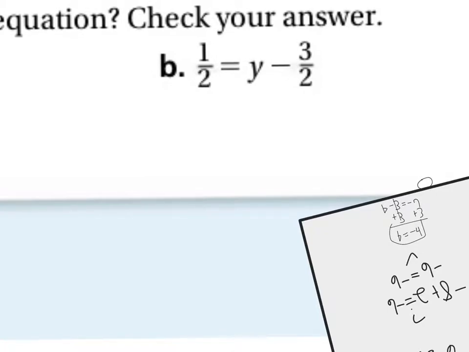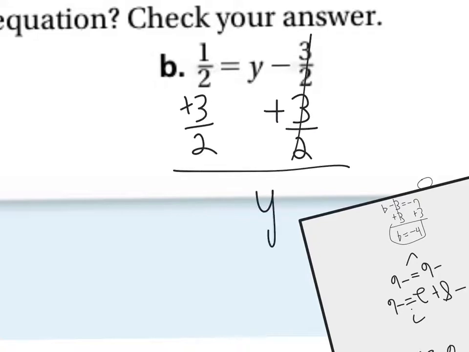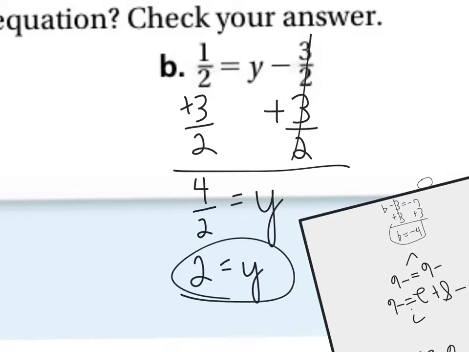So on part B, they're subtracting 3/2 from the side with the variable. We need to add 3/2. We add those together. 1/2 plus 3/2 gives us 4/2. And if we have 4/2, we can make 2 wholes. So the answer would be y equals 2.